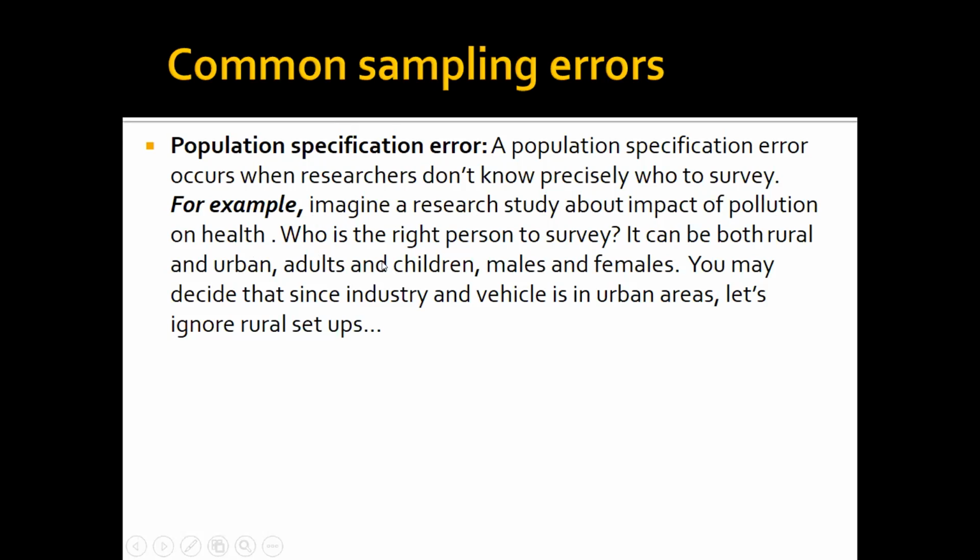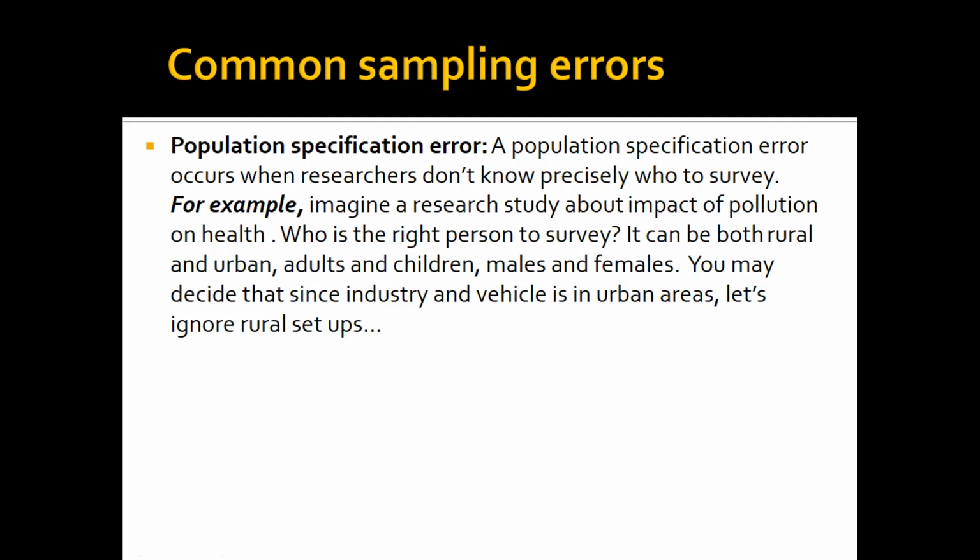So who is the right person to survey? It can be both rural and urban, adult and children, males and females. And you may decide that since industry and vehicles are more in urban areas, let us ignore the rural setups. So in that manner, you have failed to specify the population. So ideally what you should do, you should conduct separate studies for rural areas and urban areas.